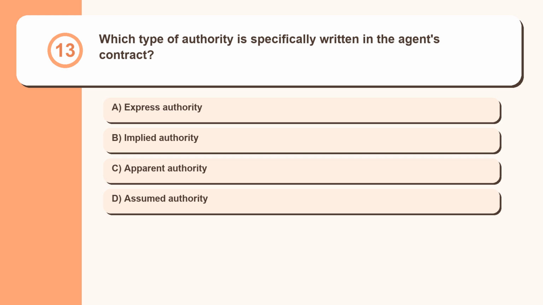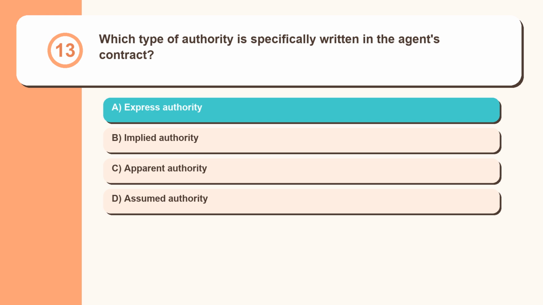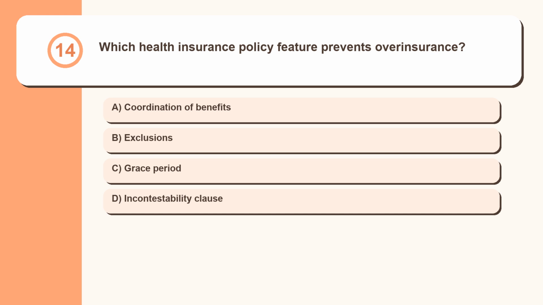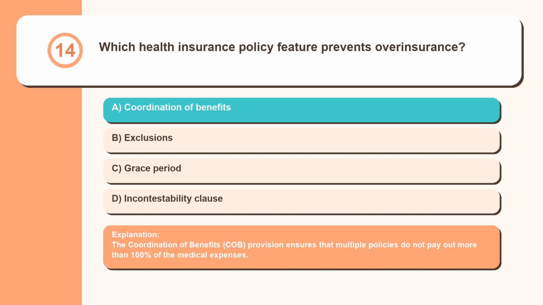Question 13. Which type of authority is specifically written in the agent's contract? Express authority, implied authority, apparent authority, assumed authority. Express authority is the specific, written power explicitly granted to the agent by the principal in the agency agreement. Question 14. Which health insurance policy feature prevents overinsurance? Coordination of benefits, exclusions, grace period, incontestability clause. The coordination of benefits, COB, provision ensures that multiple policies do not pay out more than 100% of the medical expenses.